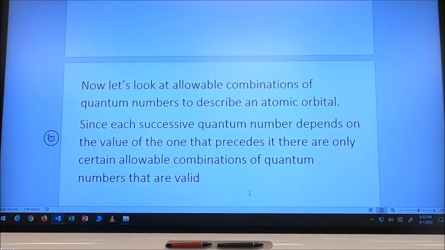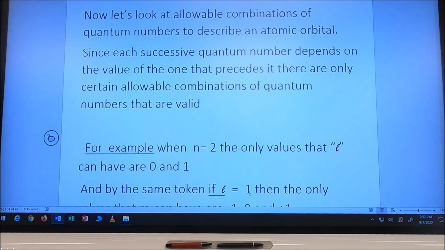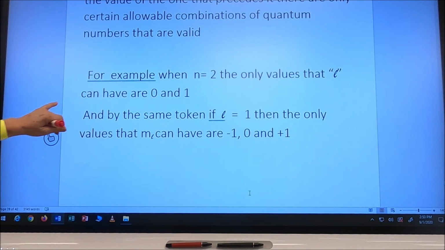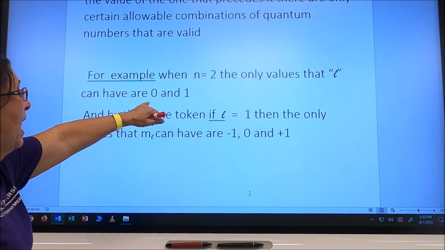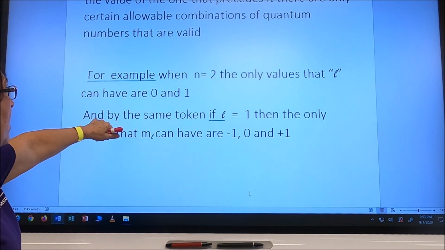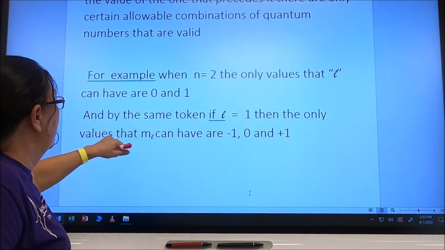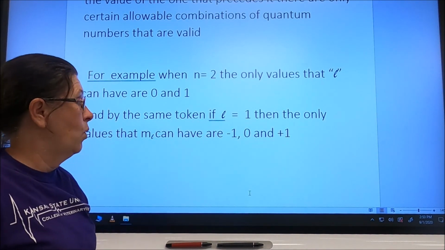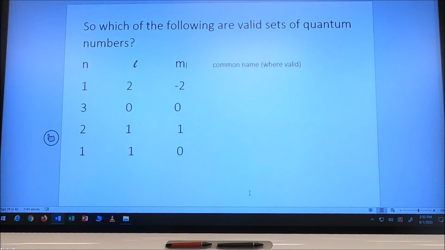So if we look at the combinations of quantum numbers that describe an atomic orbital, we can see that each successive quantum number depends on the quantum number that preceded it. And there are only certain allowable quantum numbers that are valid. For example, when n equals 2, the only values that L can have are 0 and 1. And by the same token, when L equals 1, then M sub L can only be -1, 0, and +1. Okay, scroll up. So let's look at these sets of quantum numbers and decide which ones are valid, and then what their common name would be.